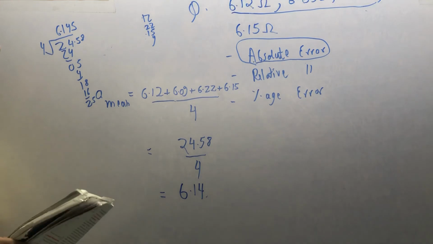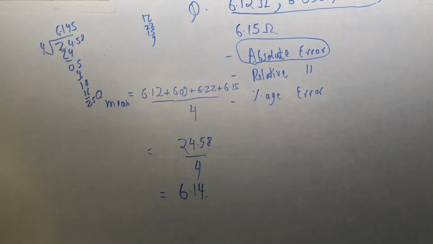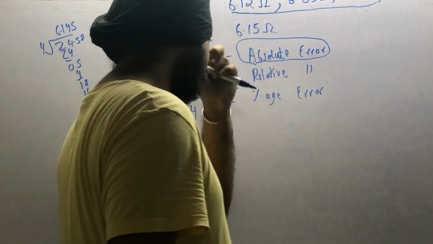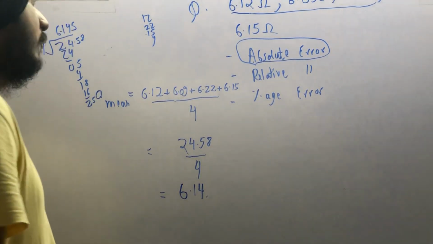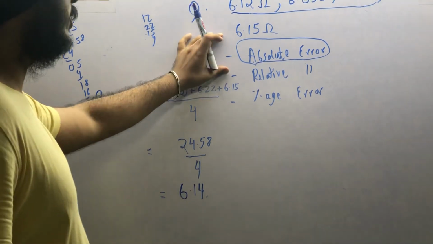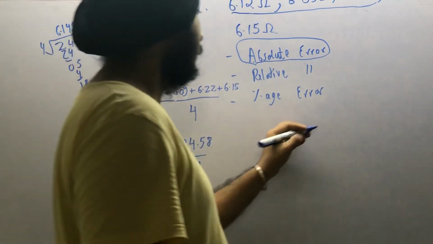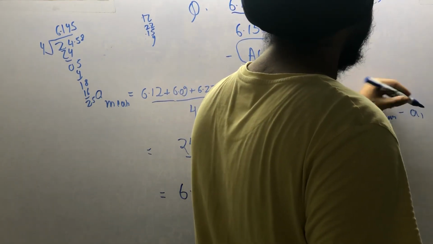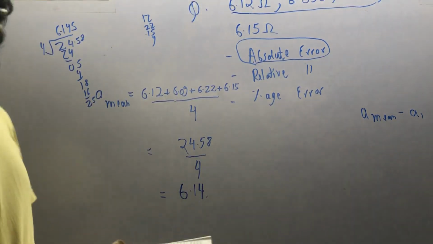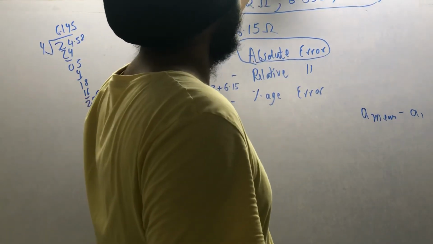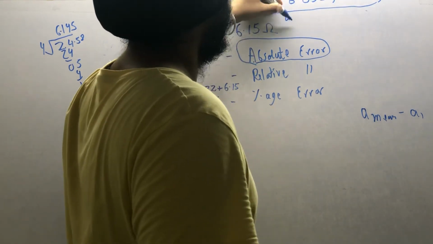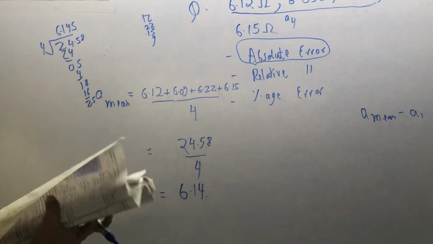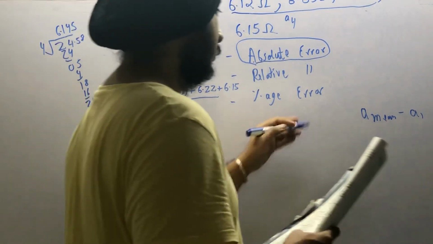Now we have to find the absolute error. Absolute error is basically A mean minus A1. This is A1, this is A2, this is A3, this is A4. So these are the values of the absolute errors. I will find all the absolute errors.